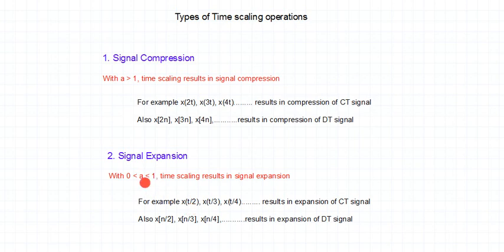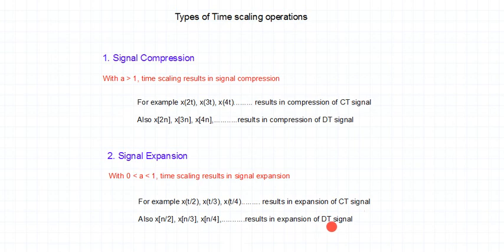If a value is 1 by 3, the signal will be x of t by 3 and so on. So if we do such operations on the signal, it results in expansion of CT signals. Similarly, for a DT signal, if I choose a value to be 1 by 2 or 1 by 3, the signal will be x of n by 2, x of n by 3, x of n by 4. All these operations on the DT signal result in expansion of the DT signal.